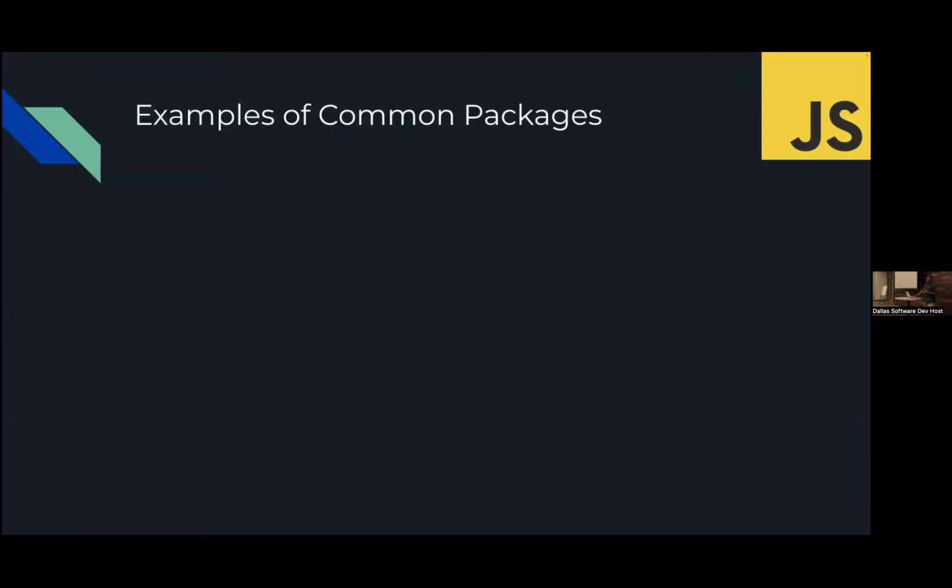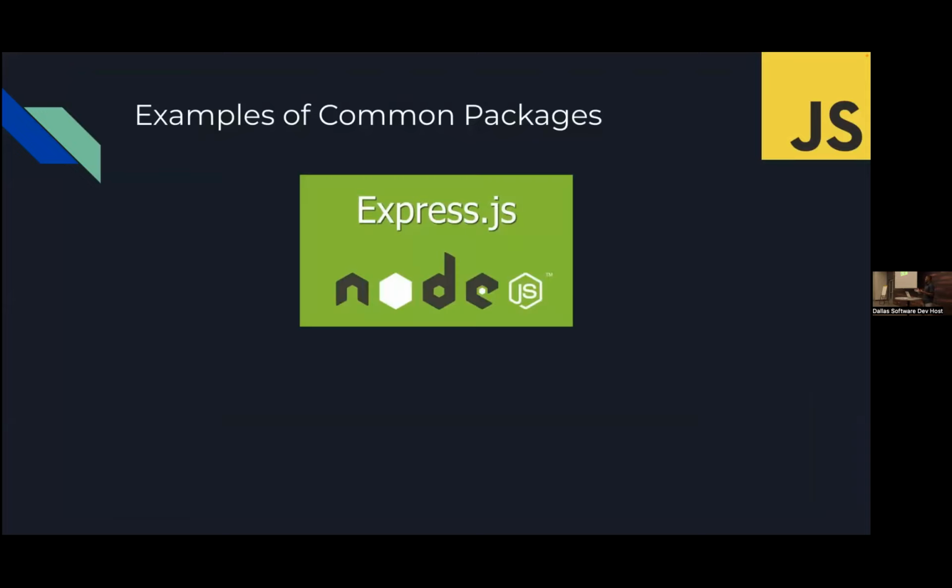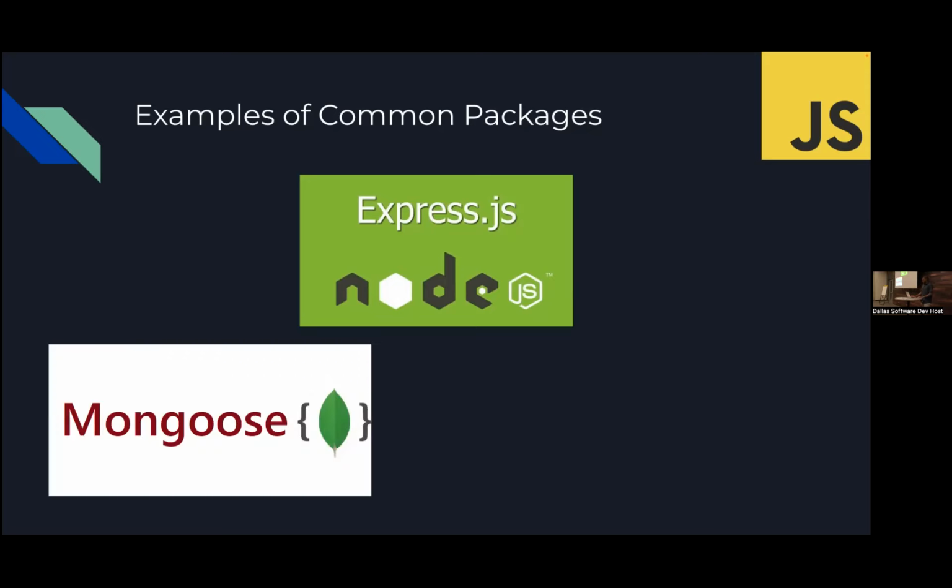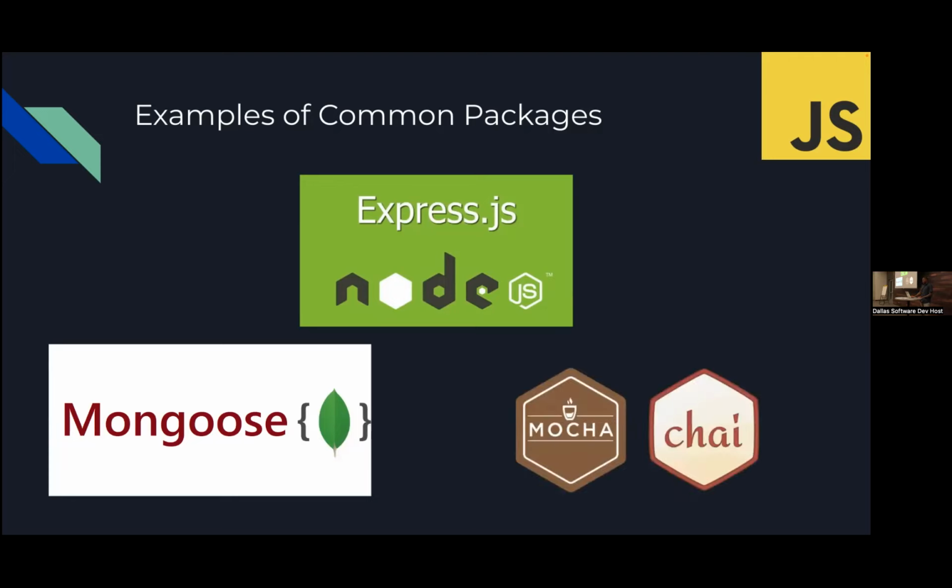So what are some common examples of packages that you have used in your projects? One is Express.js. If you created a RESTful API using the Node.js server environment, you've most likely used Express.js. You've also most likely used Mongoose or alternatively MongoDB's direct package if you want to access a MongoDB database. And finally, one that I have personal experience with is Mocha and Chai. These are testing frameworks for JavaScript applications.